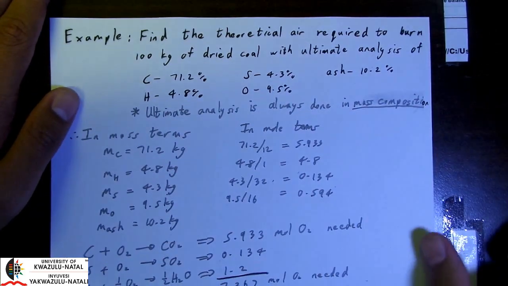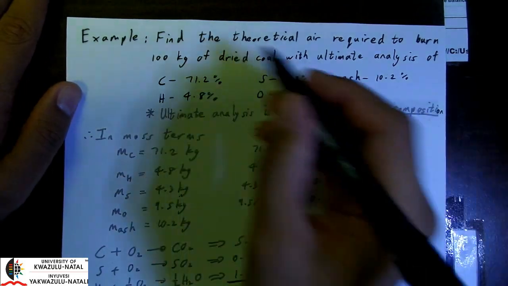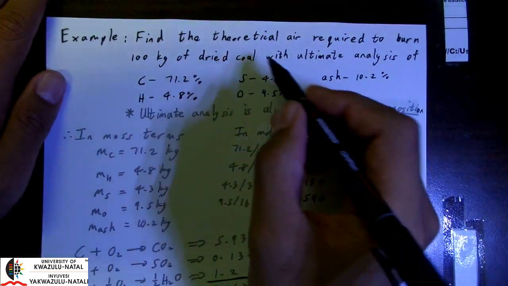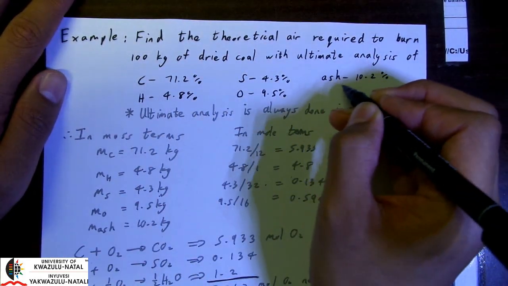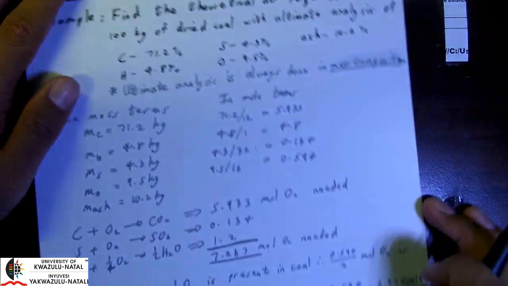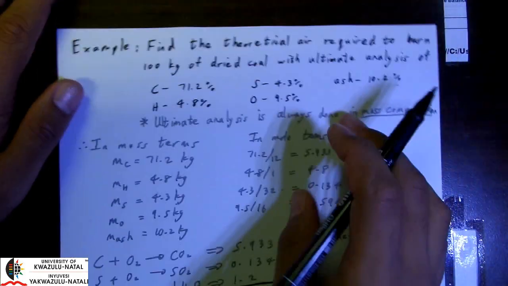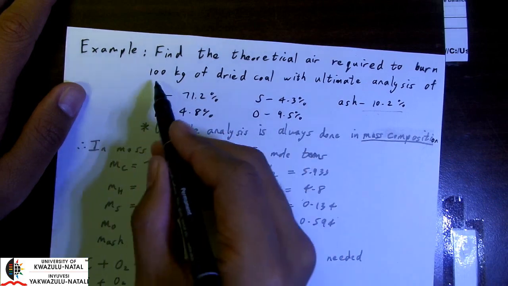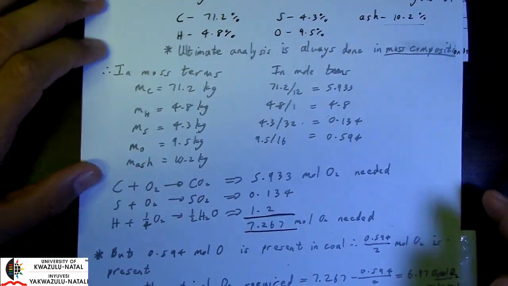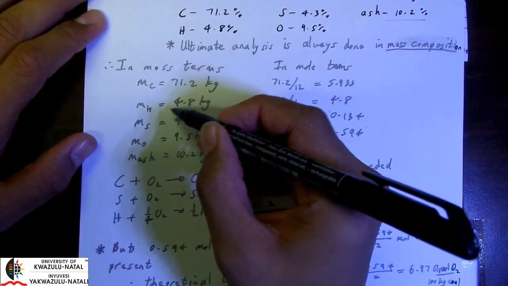Okay, so ultimate analysis is a way to quantify our different elements in our fuel, in this case coal, but it can be applied to oil and gas as well. Okay, and note that coal typically has an ash content as well, which we have to take into account. So if we are looking at our ultimate analysis and we have 100 kgs of dried coal, then in mass terms, 100 kgs will contain the following masses of each element.